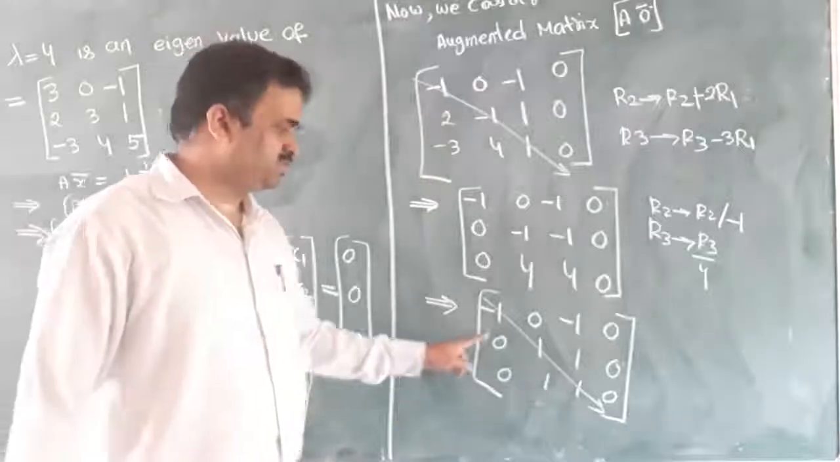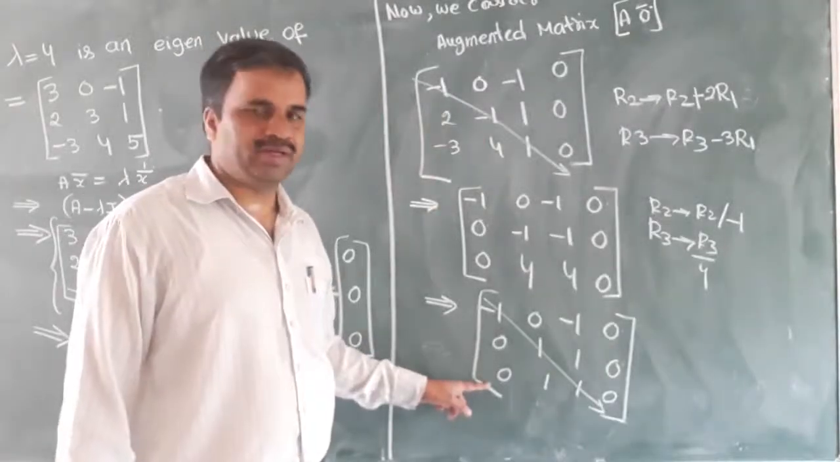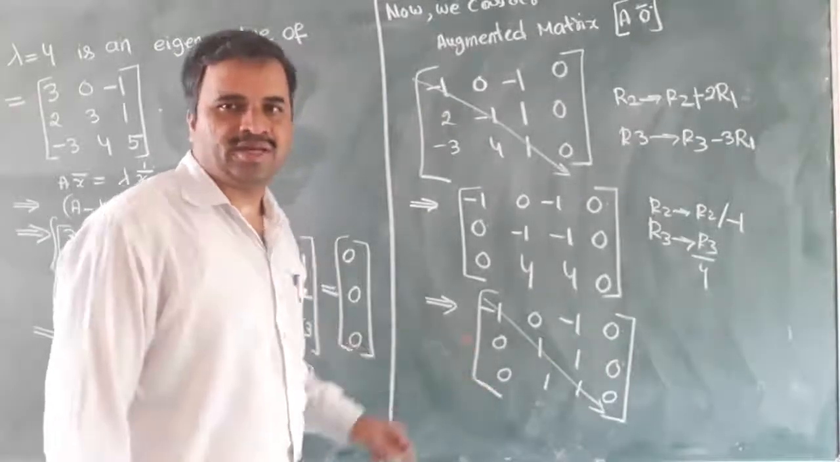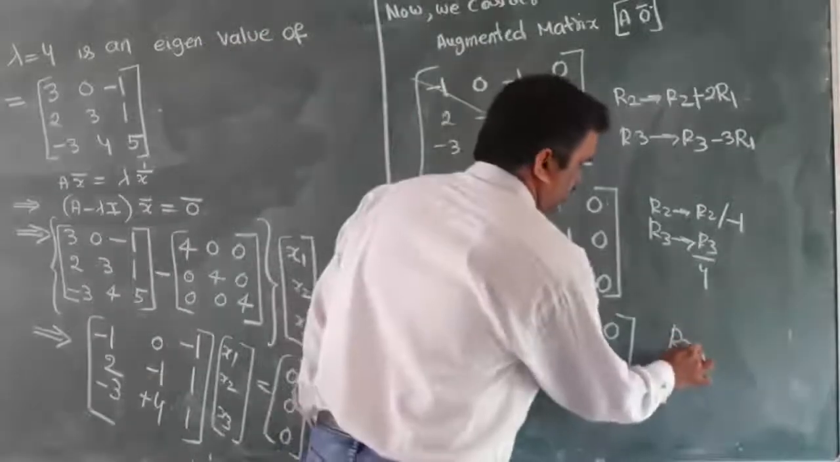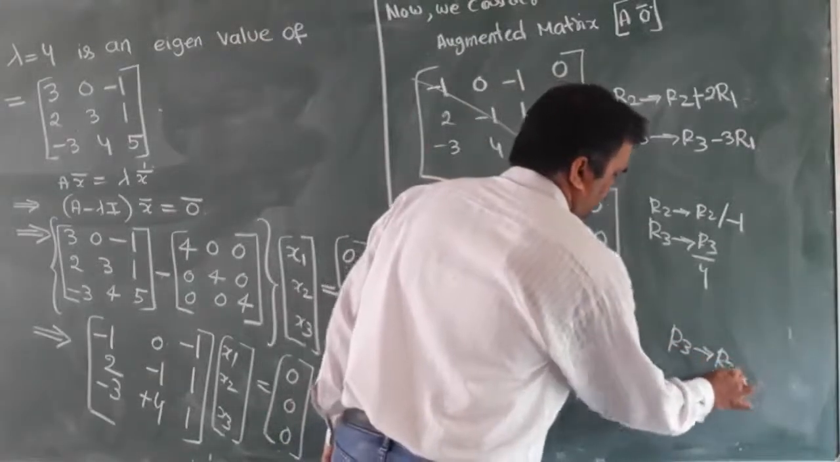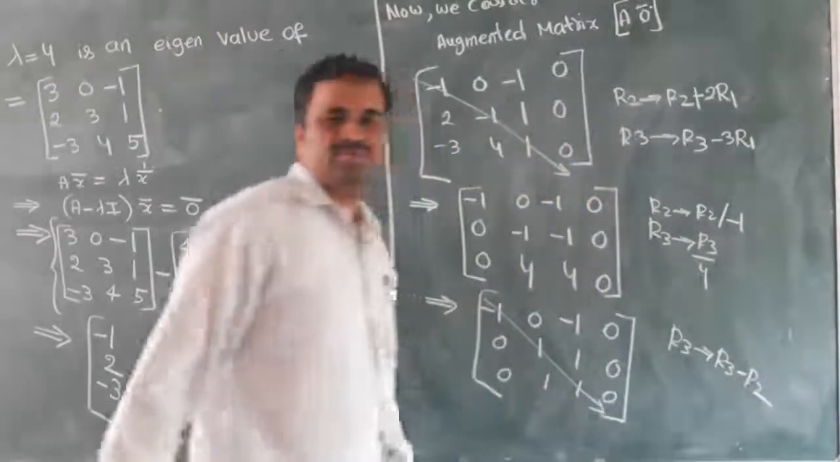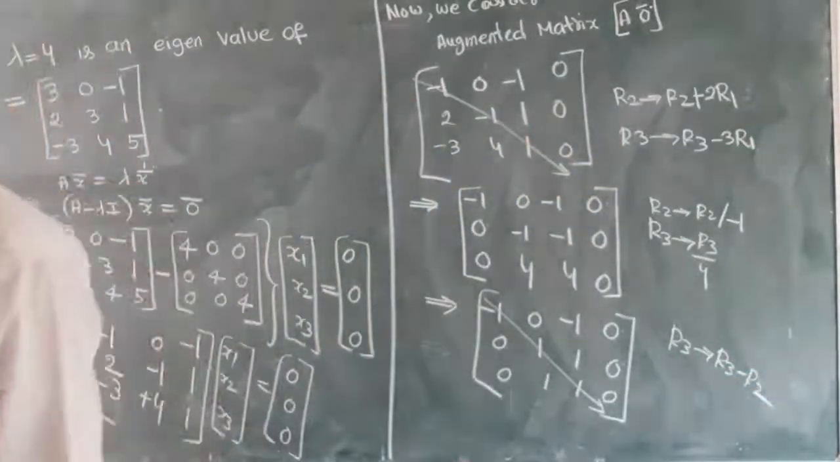Simply, these two are the same, so simply I get R3 implies R3 minus R2. We can make it 0 directly also. R3 implies R3 minus R2.